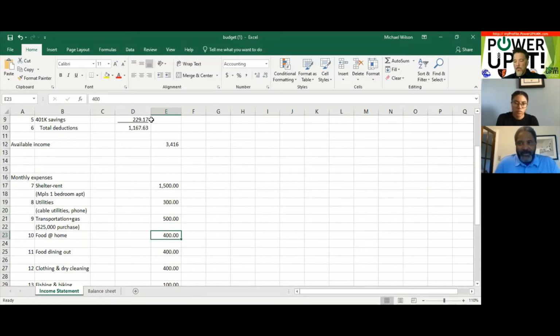The next item, how often do you go to the grocery store? Many people go weekly. The basic stuff that you buy easily could come to $100.